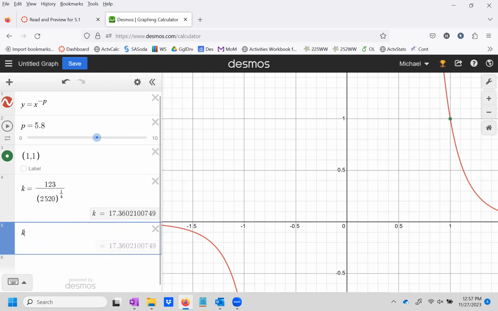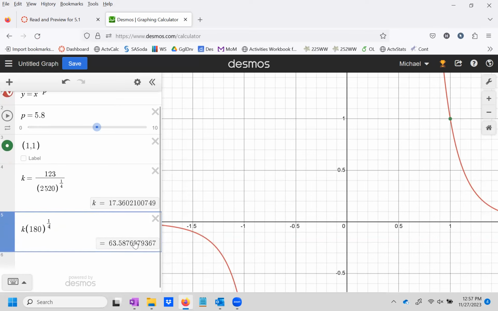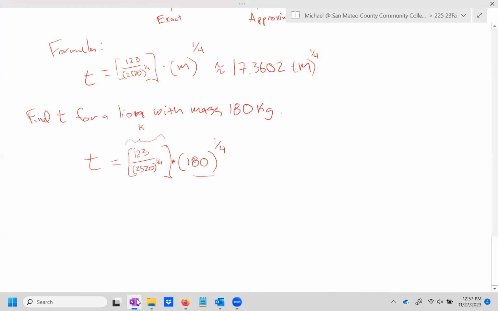I'm going to do k times 180 raised to the 1/4 power, and I get 63.587697. So I'm just going to say it's about 63.6. Okay? And that should be in units of seconds, right? The lion's blood circulates entirely throughout its body every 63.6 seconds.